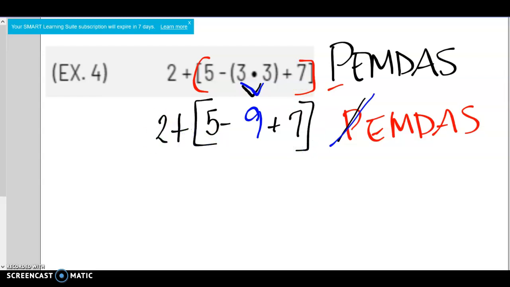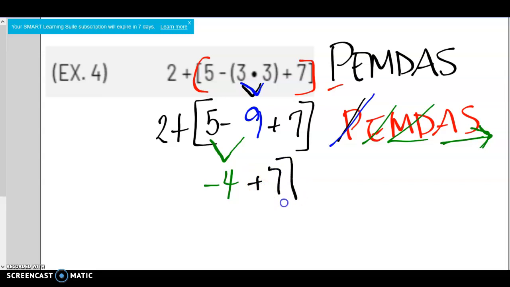All right, so then now we have exponents. There are no exponents inside the parentheses. Multiplication or division, there are none. And then we go addition and subtraction. And remember, we do it from left to right. So in this case, we start with the 5. We subtract 9. And when we subtract 9, we get negative 4. I'm going to bring the rest of it down.